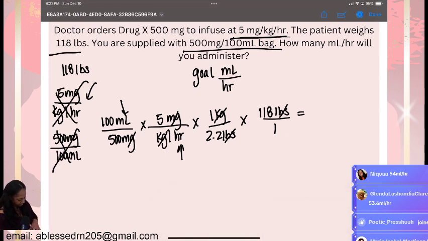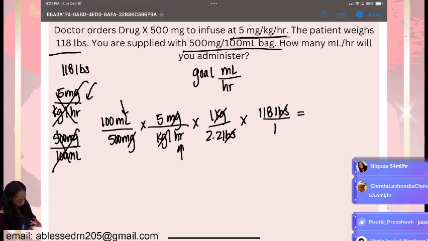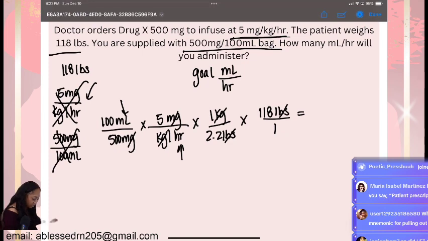100 times 5 times 118, divide 500, divide 2.2. What y'all got? I got 53.63. If we rounded this to the nearest tenth, that'll be 53.6. If we rounded this to the nearest whole number, that is going to be 54 mLs per hour.